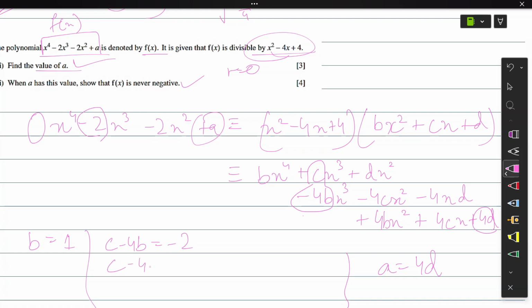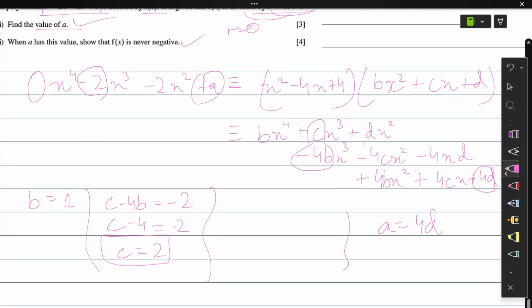So minus 2. I can solve that. c minus 4 because b is 1. So c minus 4 equals minus 2. That's going to be equal to 2. c equals 2. ठीक हो गया, because plus 4 हो जाएगा. 4 minus 2 is 2. And then what else can we do? Okay. Now compare the coefficient of x square. So in the general form, the coefficient of x square is d minus 4c plus 4b. In the actual form, that will be equal to minus 2.